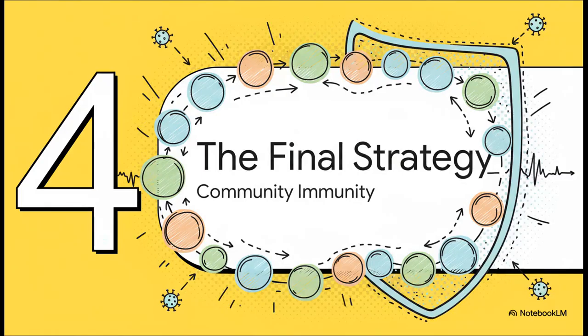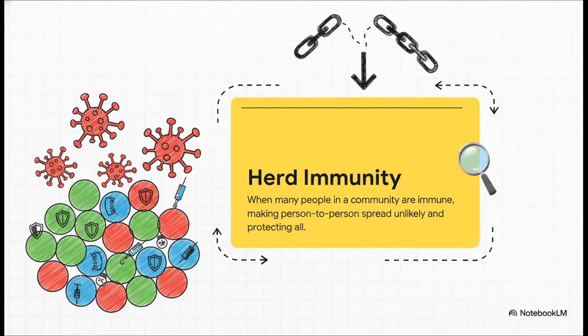So attacking P, C, and D, those are all fantastic tactics. They're the individual battles. But what's the ultimate strategy? What's the end game for winning the war? Well, it's a concept that's not just about protecting yourself, it's about protecting the entire community. And that concept is called herd immunity.